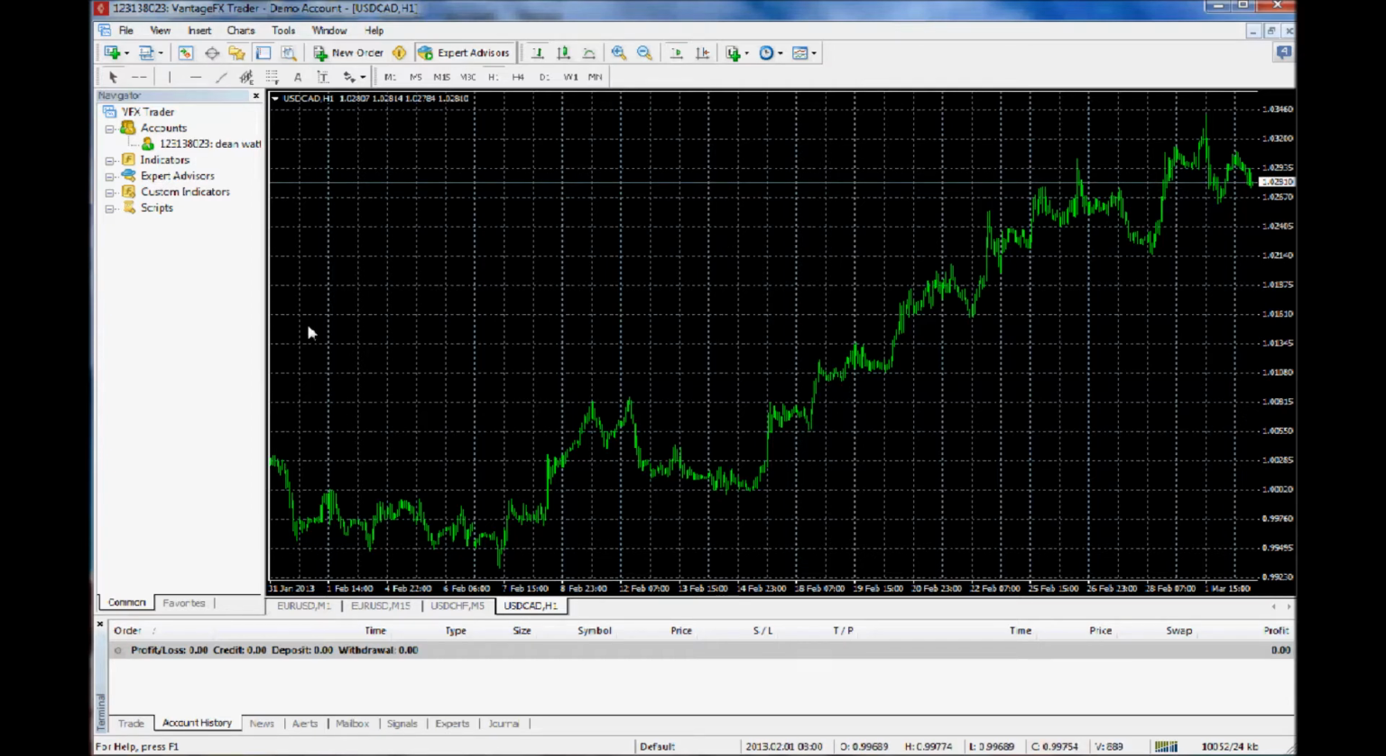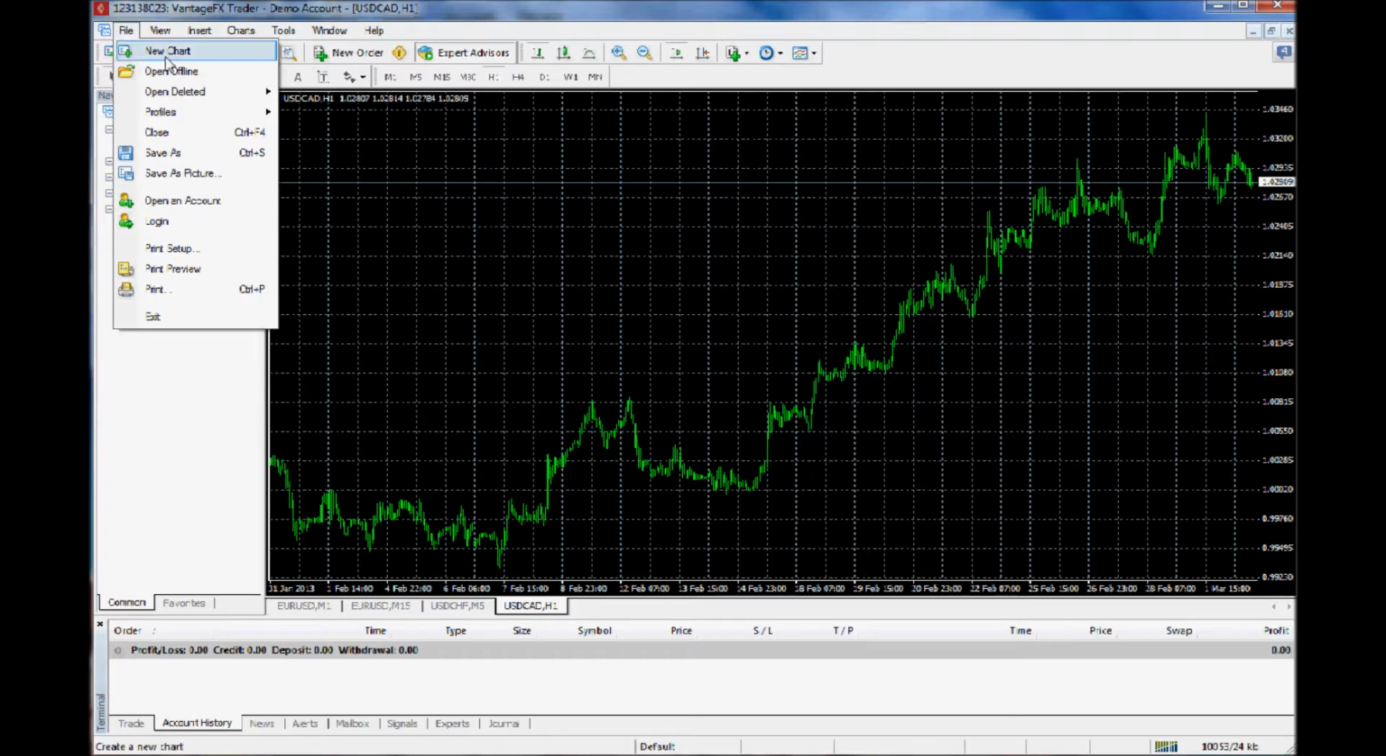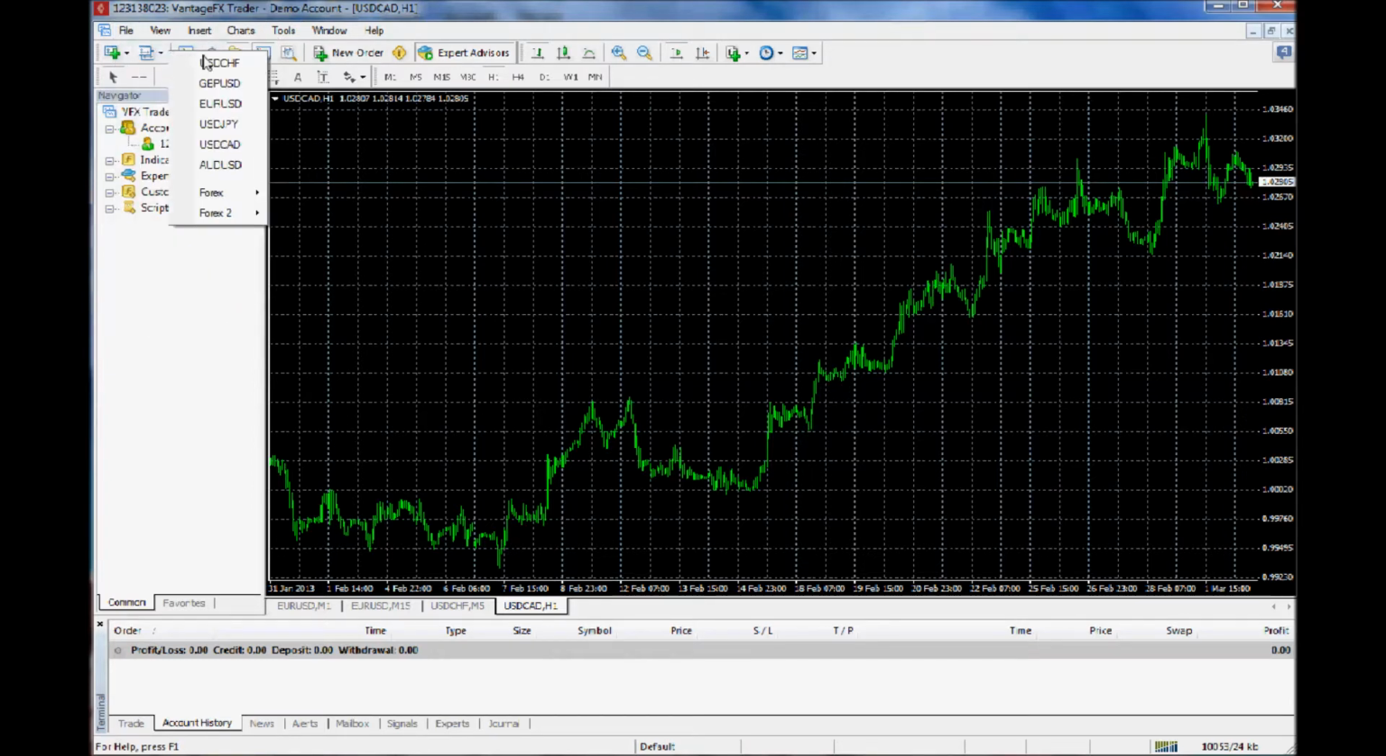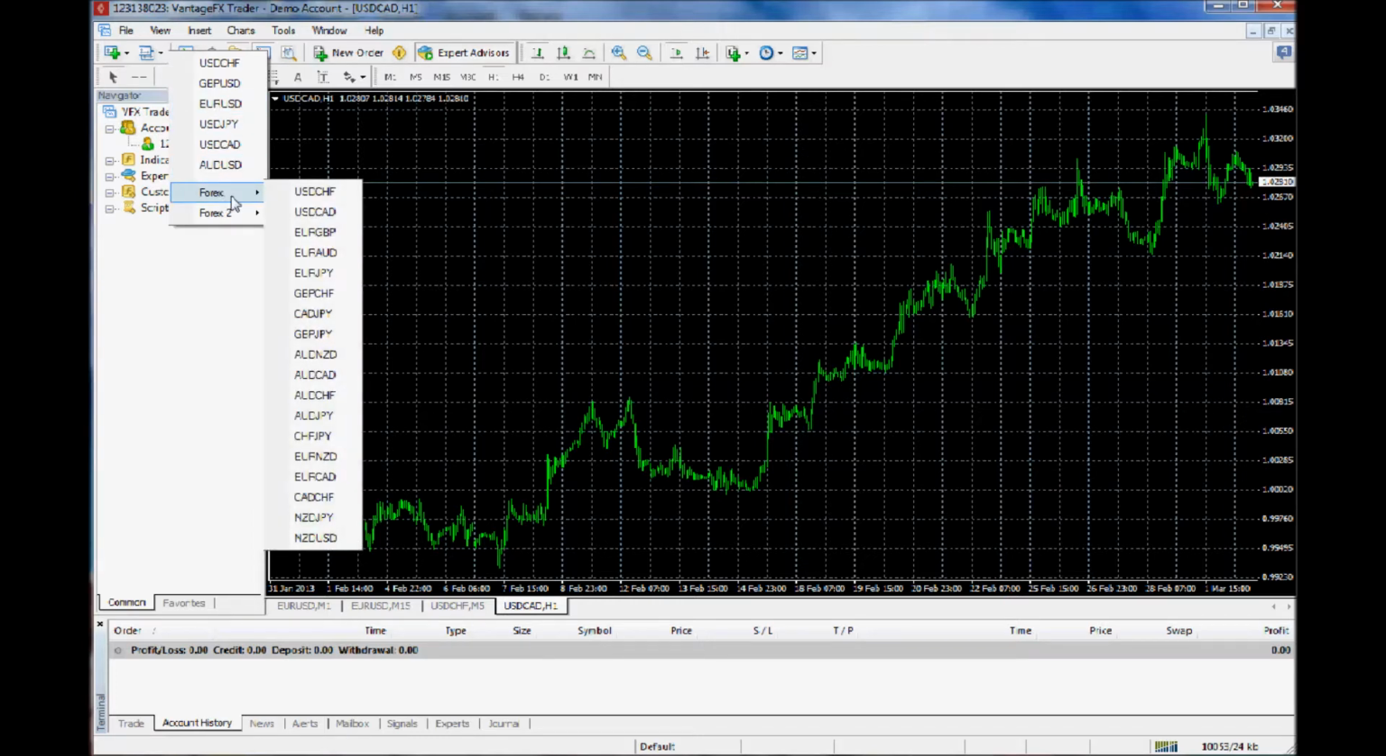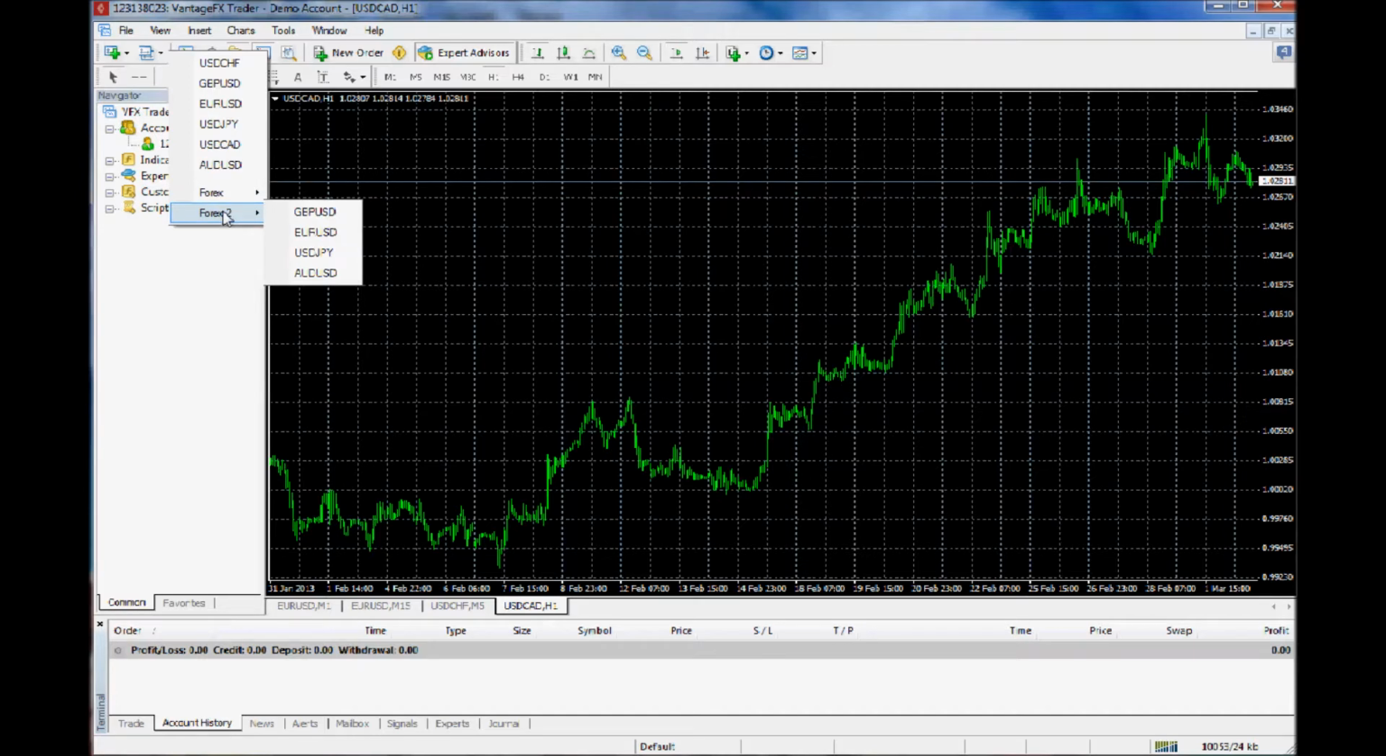If we just have a look at what's on offer, we can click on here and open a new chart. Now if we click on the new chart button, we can choose any of these charts here, or if we go into this Forex or Forex2, it gives us major and minor currency pairs. So it just depends on what we wish to trade, and we can click on here and we've got a few other ones there.